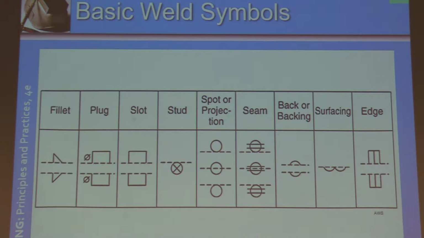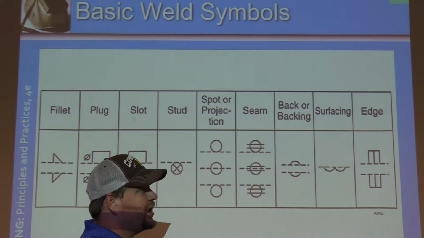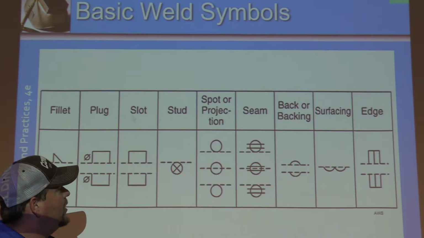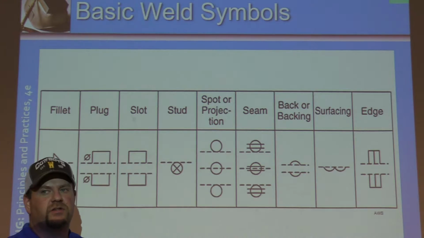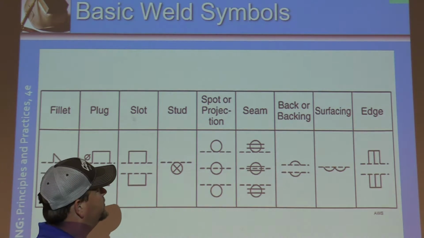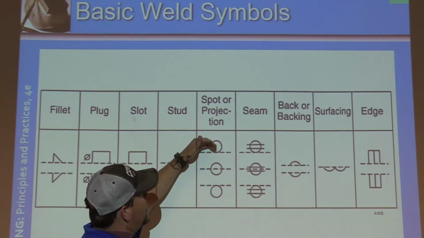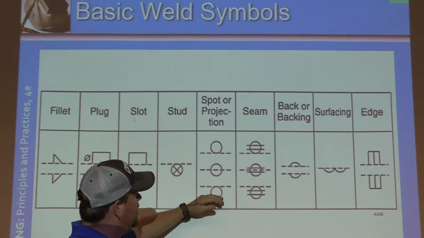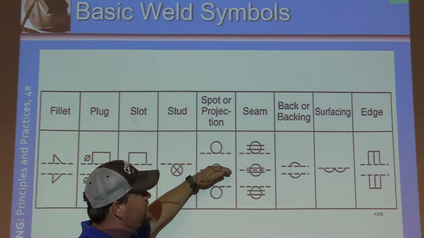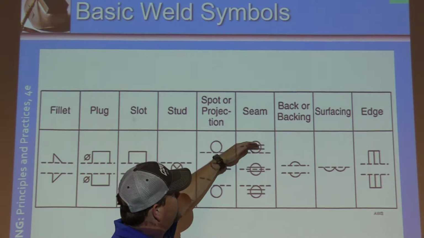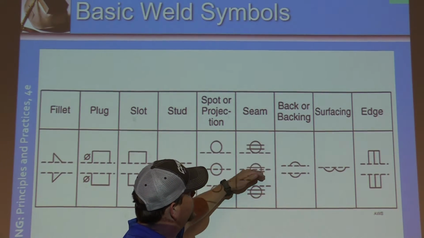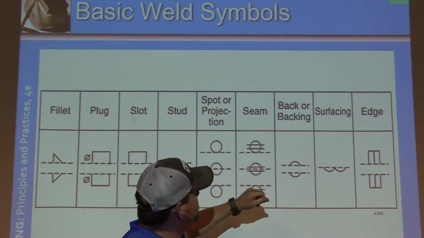Stud weld for fastening things like bolts and so forth. Grading, decking, materials like that. Pipe hangers, racks for conduit and everything else. Alright? Spot or projection. Spot or projection can either be on the arrow side, other side, or it could be right in the center as well. Seam weld, same thing. Center, arrow side or other side.